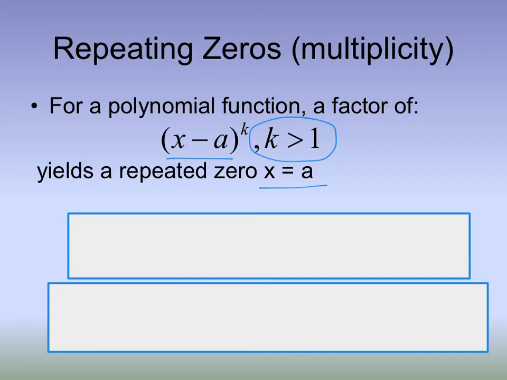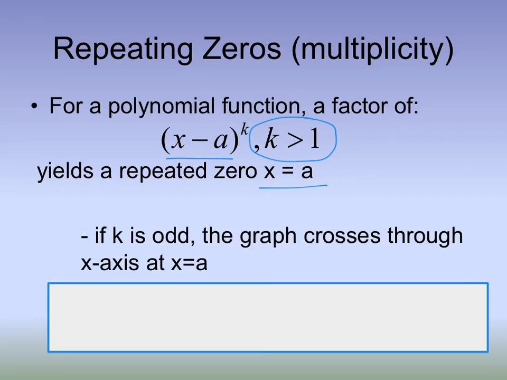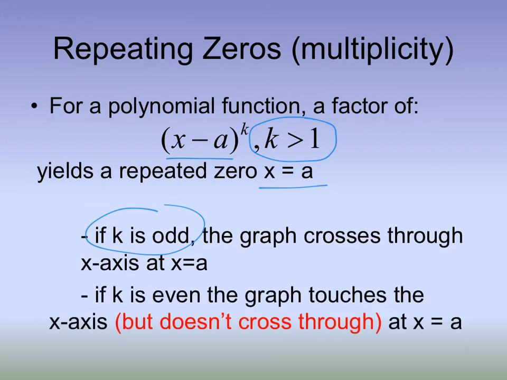And depending on that multiplicity, whether it's even or odd, it's going to dictate the behavior of our graph at that value. If we have an odd multiplicity, so if k is odd, the graph is going to cross through the x-axis at that number. So this is going to be like a cubic function where it crosses the x-axis, or even a linear function that crosses through. If instead we have a k value that is even, a multiplicity that's even, we're going to see the graph touch the x-axis but not cross through. So this is where you have more of a parabola, where it comes down, touches the x-axis, but then comes back up, so it never actually crosses.